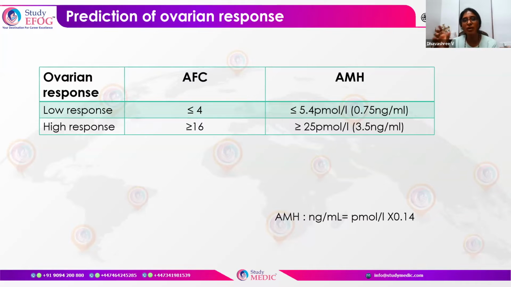And if it is given in picomoles, then to get it in nanograms, it is multiplied by 0.14. It's just a number if you can remember. Otherwise, please do not worry. AMH is usually in European norms. We always look for that in nanogram per ml.